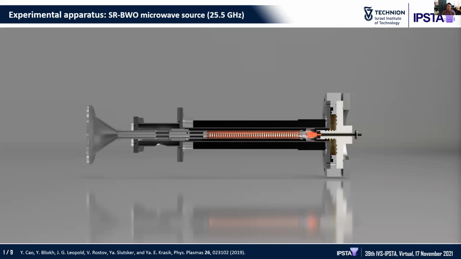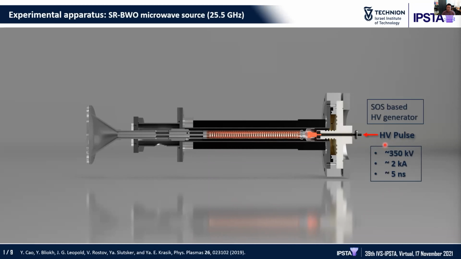In this research, a superradiant backward wave oscillator is used as the microwave source. This BWO is driven by a high voltage pulse generated by an all solid state opening switch based generator, giving a pulse with voltage of 350 kilovolt, current of 2 kiloampere, and a 5 nanosecond pulse duration.